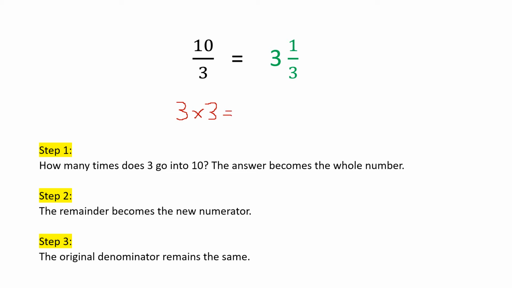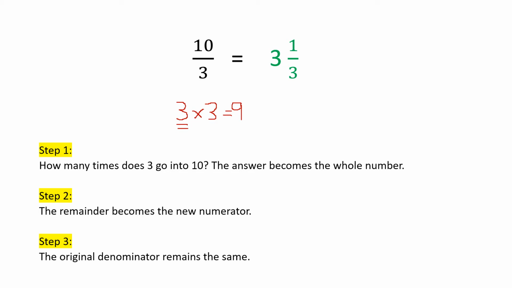Now step 1 says how many times does 3 go into 10? Well, 3 times. Okay, because if we go to 4, 4 times 3 gives us 12. That's too high. So the closest we can go is 3 times 3. So this is the 3 we were looking for.